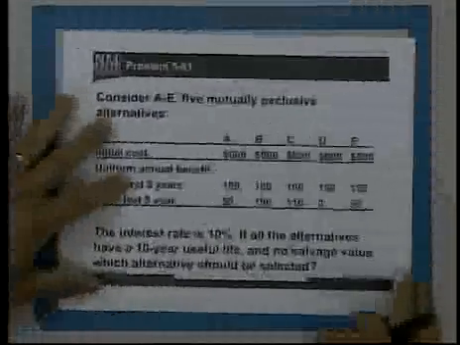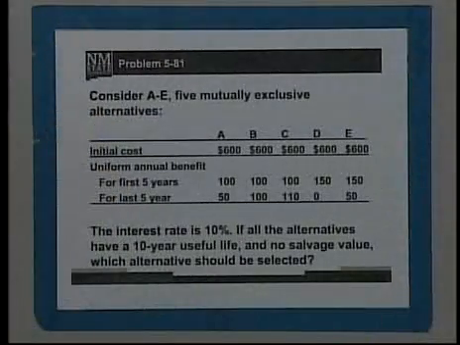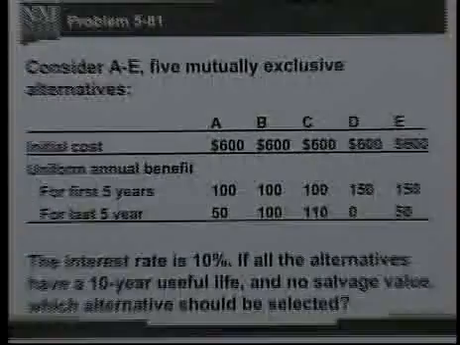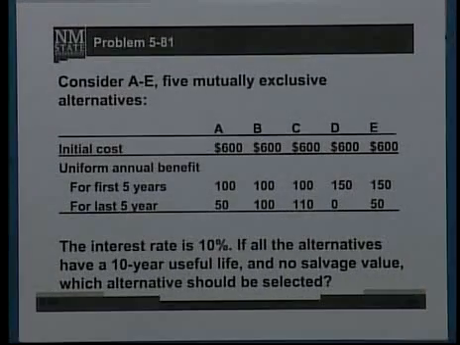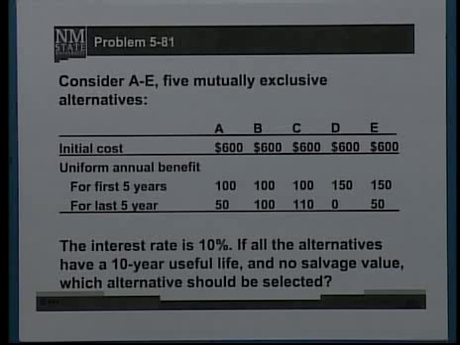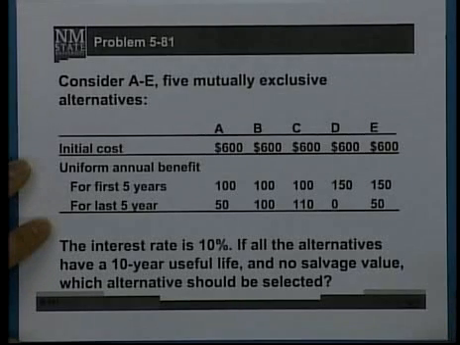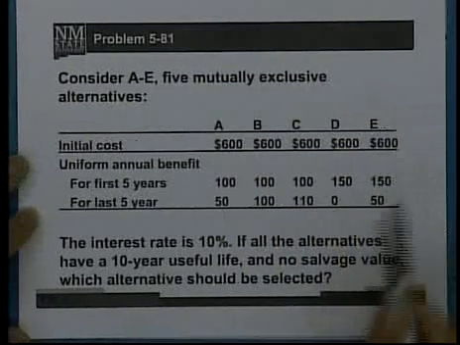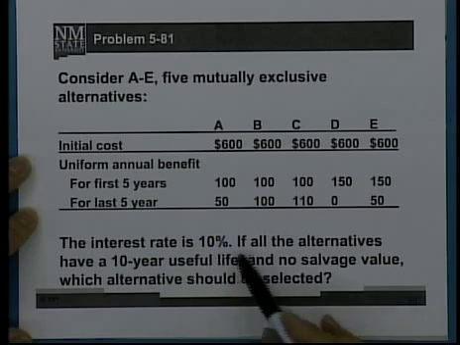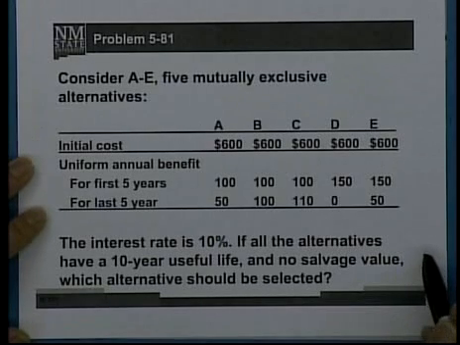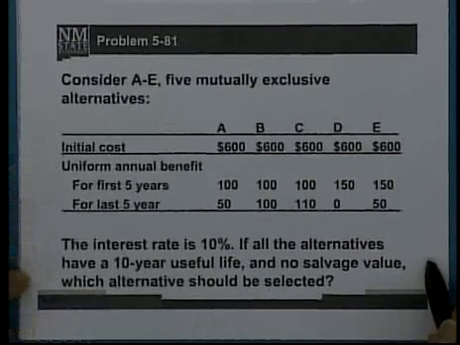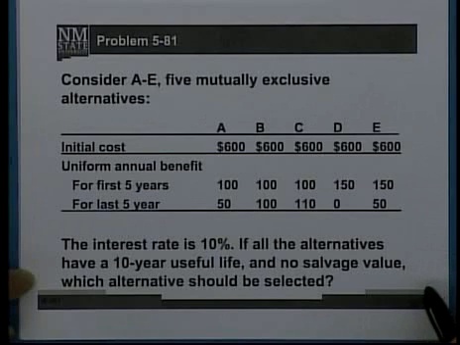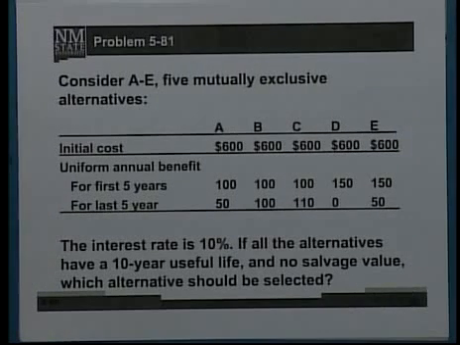Okay, here's the first problem that we are going to solve for today, which is problem number 5-81. So we are considering 5 mutually exclusive alternatives, A through E, like this. And the given interest rate is 10%. If all of the alternatives have a 10-year useful life and no salvage value, which alternative should be selected?